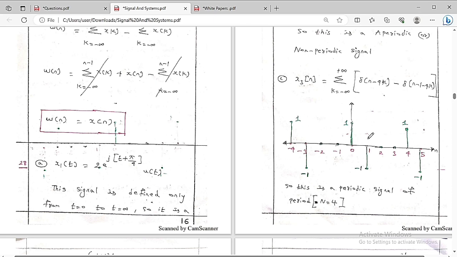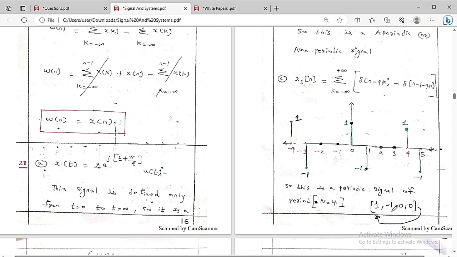If you see the sequence, what are we going to get here? Here plus 1, here minus 1, then 0, then 0. Again plus 1, again minus 1, then 0, again 0. Similarly here also plus 1, here minus 1, then 0, then 0. So the sequence is 1, minus 1, 0, 0. Again it is repeating, plus 1, minus 1, 0, 0. Again repeat. So this is a periodic signal of period.